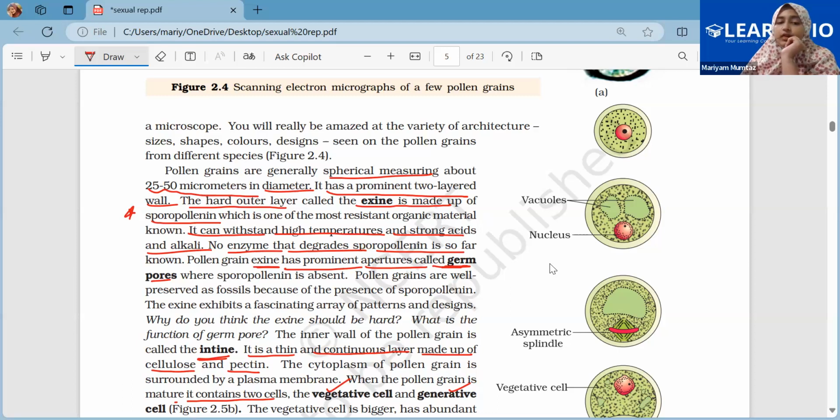Now, it can withstand high temperature and strong acid and even alkali. No enzyme that degrades sporopollenin is so far known.